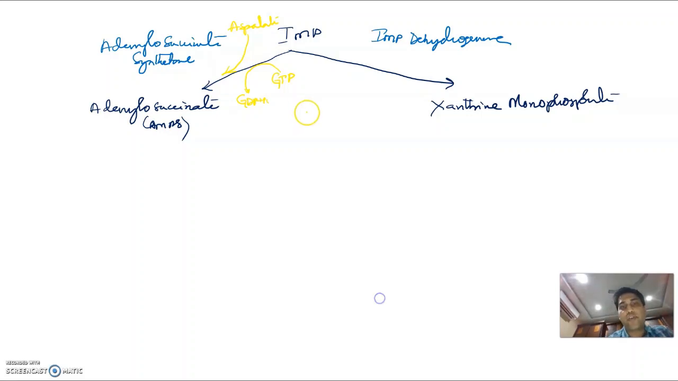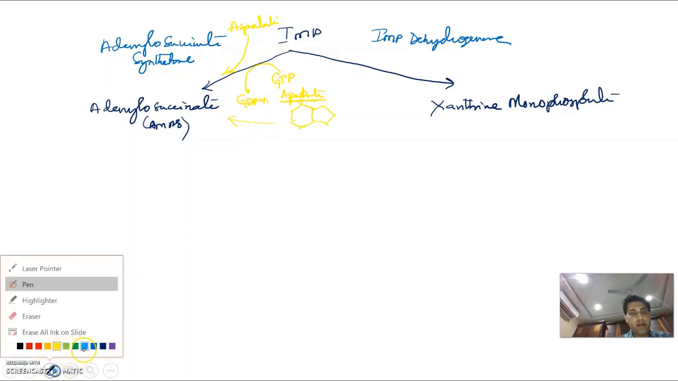So inosine monophosphate, the structure is very simple. It is like this. Now what we are doing is we are attaching an aspartate group here. To this IMP we are attaching an aspartate group. So this IMP with an attached aspartate group is the adenylosuccinate.